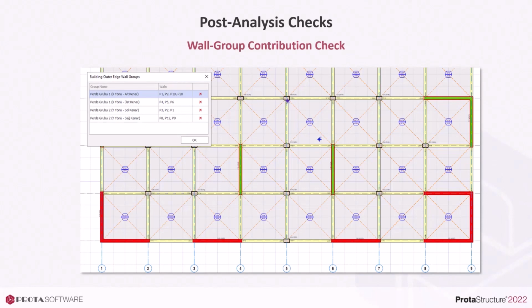To assess shear force or bending moment sharing in frame-wall interaction or dual systems, you may want to review the moments or shear forces carried by different wall groups relative to the overall overturning moment or base shear. The wall grouping functionality in ProtaStructure allows you to create groups of walls and assess the base shear and moments carried by them against the structural output.